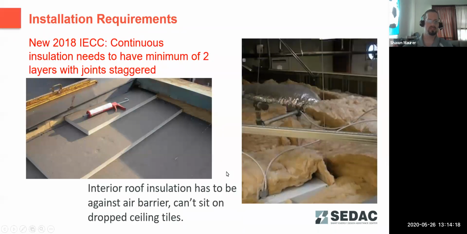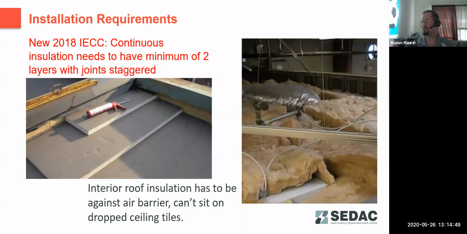So moving on to roof assembly and insulation requirements. New to the 2018 IECC, continuous insulation for above deck roofing insulation needs to have a minimum of 2 layers and the joints need to be staggered. This prevents some air infiltration through that insulation. It also improves that insulation continuity. For insulation that is underneath the roof deck on the interior of the building envelope, that insulation must be pressed against an air barrier to be part of the thermal envelope. Those have to be in intimate contact.